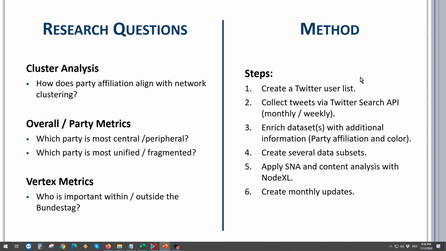On the right, you see the method that I've used. So it starts out with a Twitter user list, the collection of the tweets, and then the data is enriched with additional information, such as the party affiliation of the user and the party color. With that data set, I create several data subsets for further analysis and then apply social network and content analysis with NodeXL. I've created monthly updates for the past 12 months, and well, here are the results.